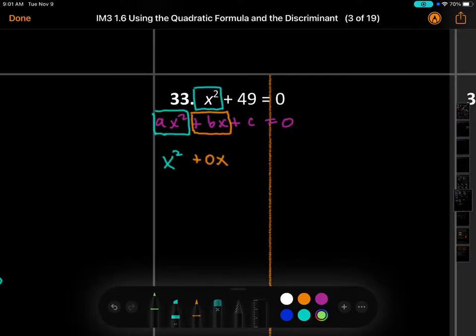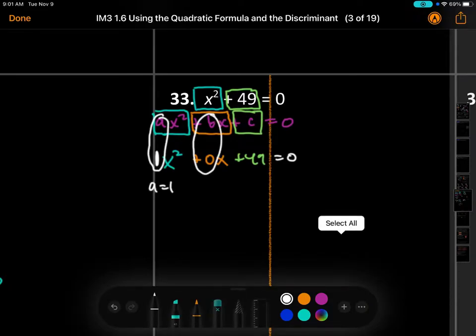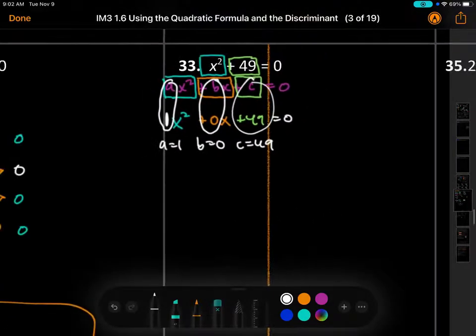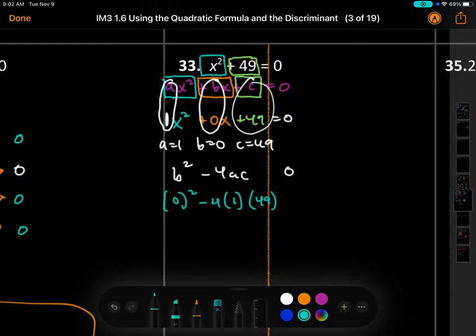Okay, let's do the last one. So then my c value is the one with no x in it. There's no x's in it. I hope that was helpful for you to see that. And then we could just say, well, a is 1, b is 0, and c is 49. And then we just write down our formula for the discriminant, which is the inside of the quadratic formula. And we're going to compare it to 0. b is 0, a is 1, and c is 49.